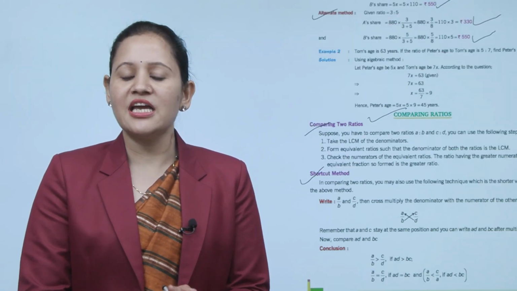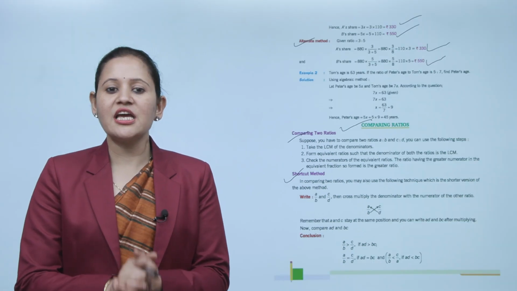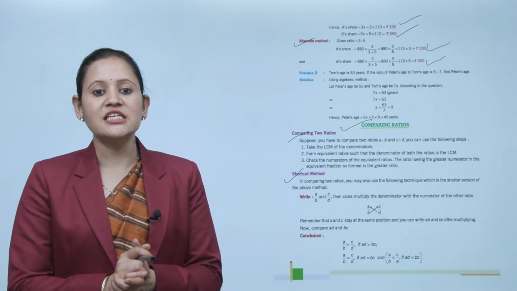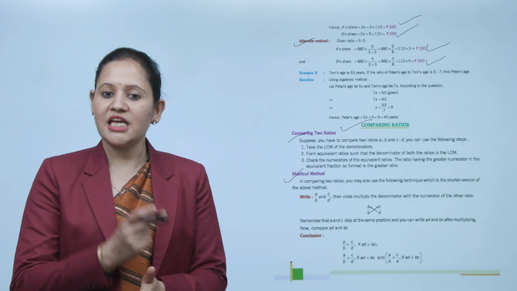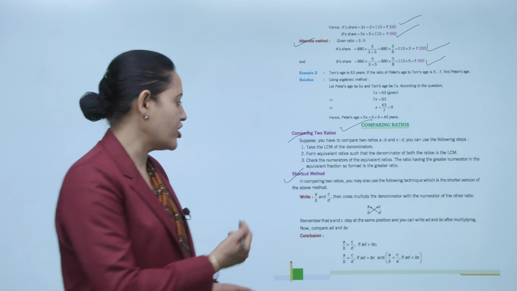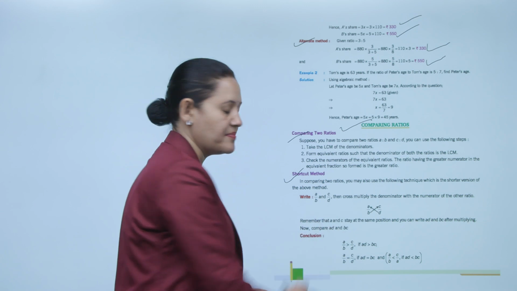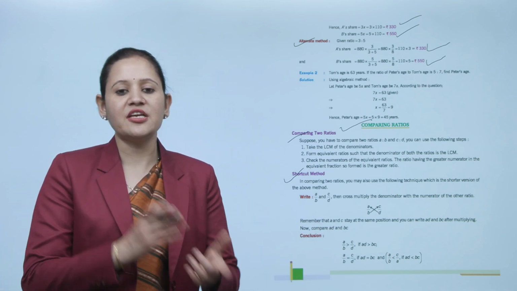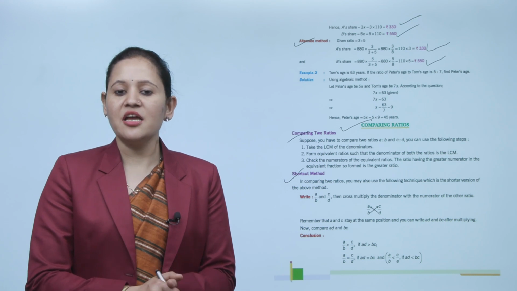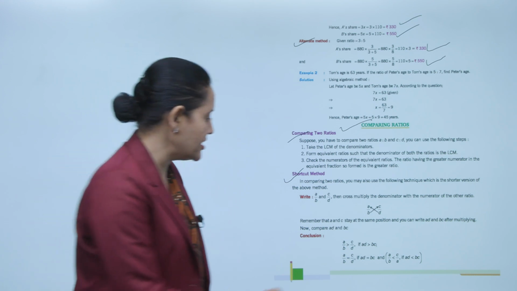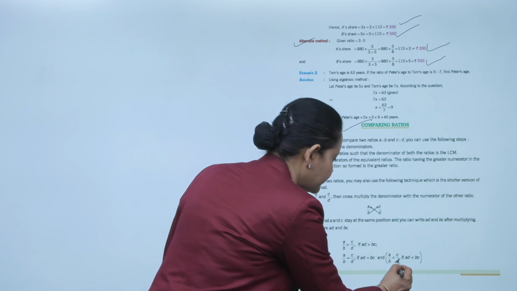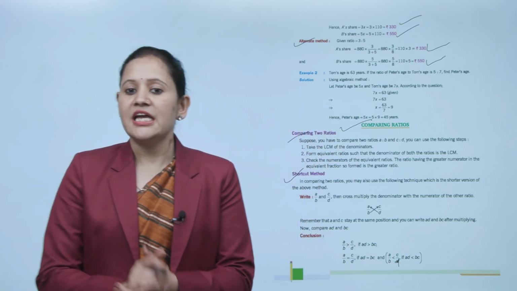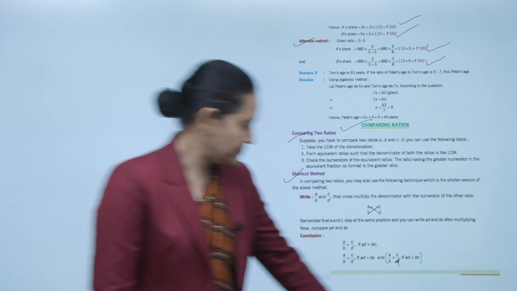Now compare AD and BC. So the conclusion is: A upon B is greater than C upon D if AD, the product of A and D, is greater than BC. A upon B equals C upon D if AD equals BC, and A upon B is less than C upon D if AD is less than BC.